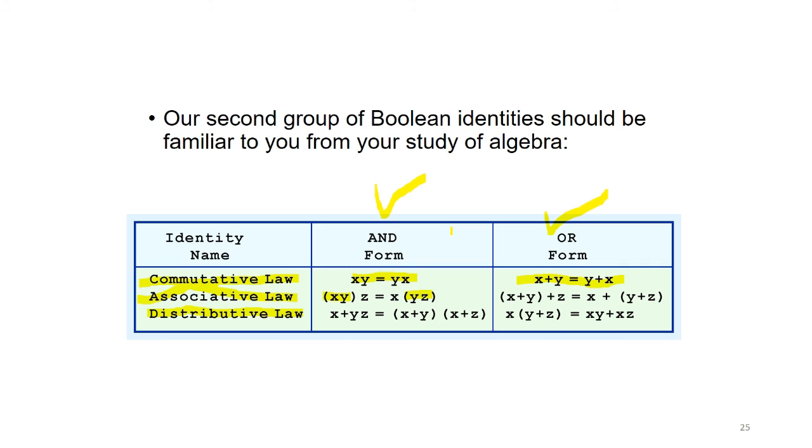And what about OR format or form? Here x plus y plus z equals x plus y plus z. The same goes for this one, this OR format as well. The position of the bracket just got changed, right? This is called associative law.